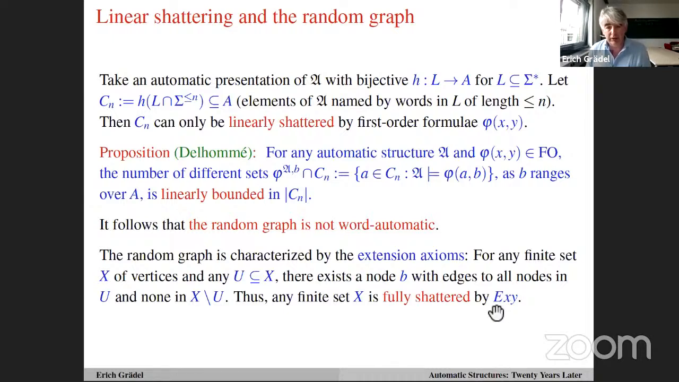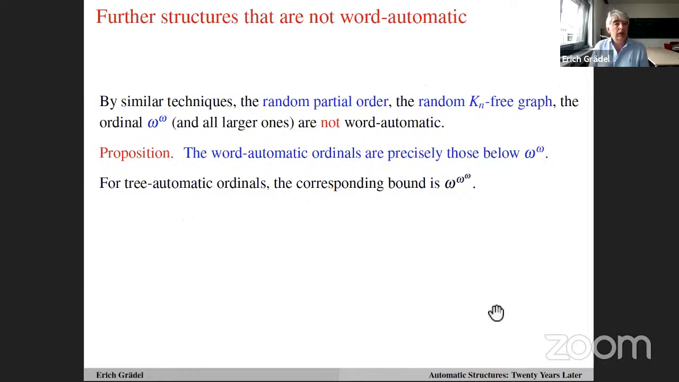So this means that this set X is not linearly shattered, but is fully shattered by the edge relation. So the random graph cannot be automatic, because if it were automatic, we could only linearly shatter this set. So there are other structures that are not word automatic, for which this can be established by similar techniques.